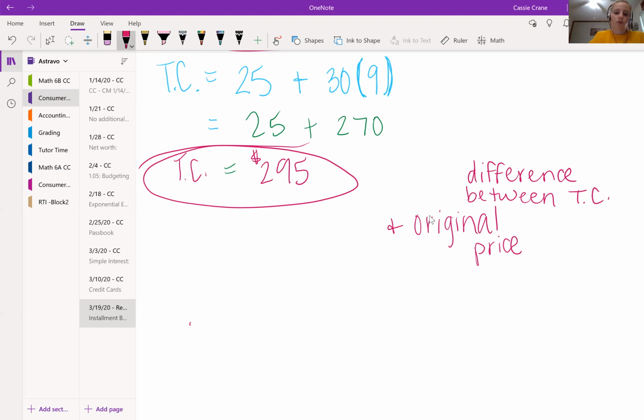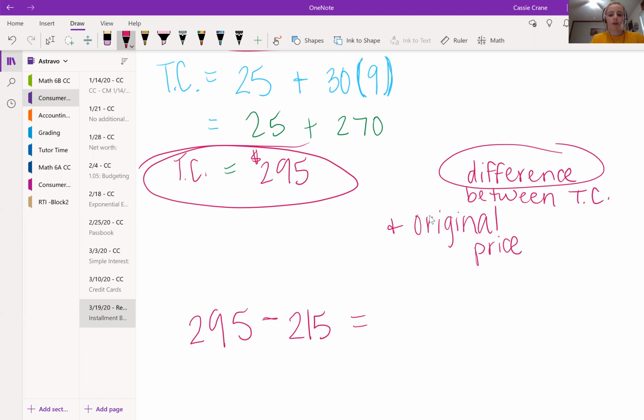So we are going to pay $295 if we use the installment plan. Difference is another word for subtract. And then we're going to take away the $215 that we would have paid if we could have bought it outright and find the difference. So $295 minus $215, and that's going to give us $80. So what we're saying is that if we use the installment plan, we're going to pay $80 more than if we could have just bought it outright.